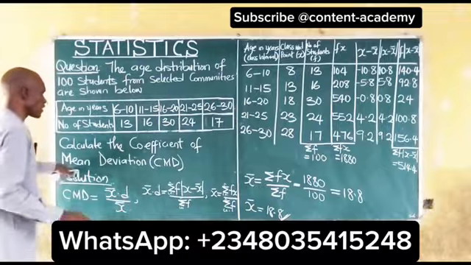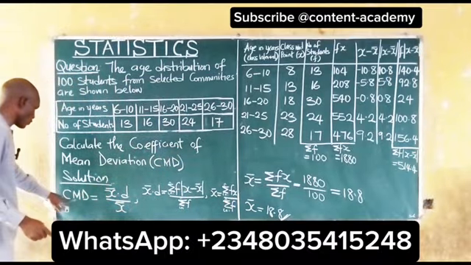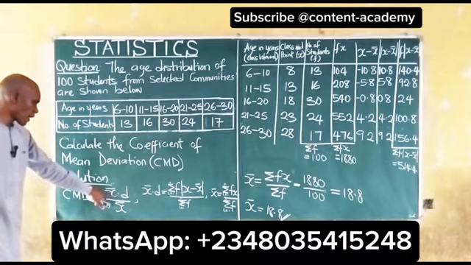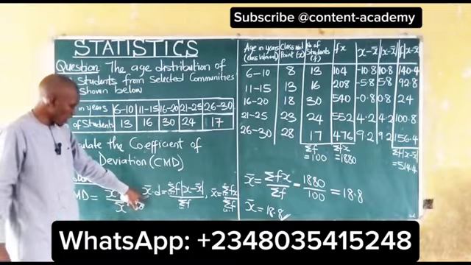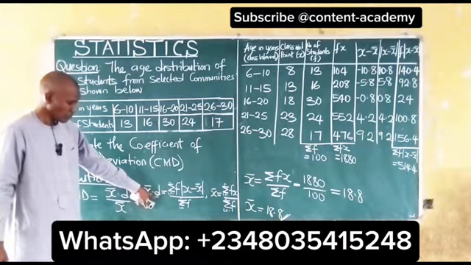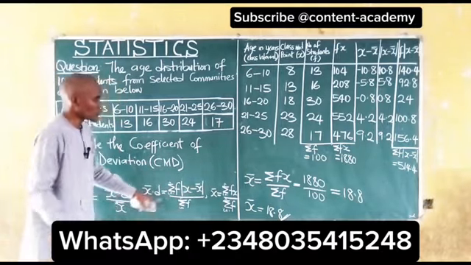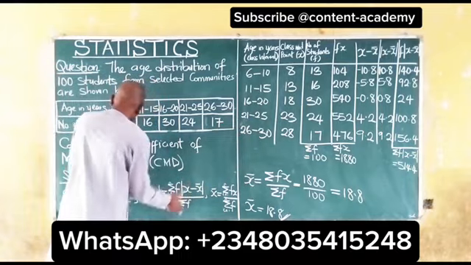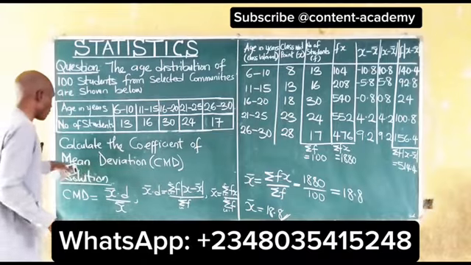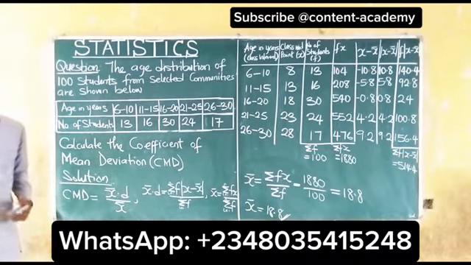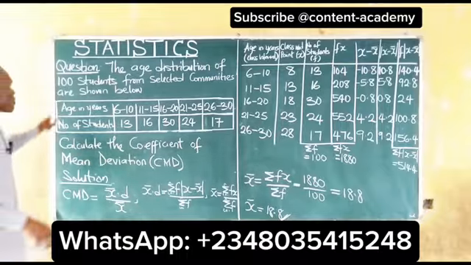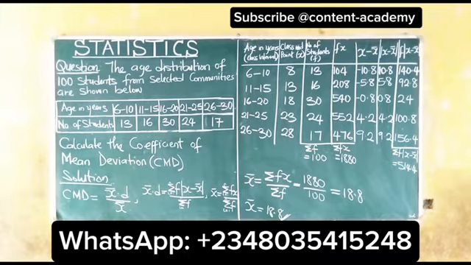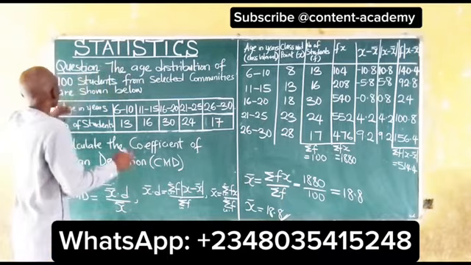Now, we are asked to find the coefficient of mean deviation. That means coefficient of mean deviation, which is x bar multiplied by d divided by x bar. First, we calculate for x bar multiplied by the deviation, and we have it as this. So since we have the total of this, we have to calculate this before we can now find our coefficient of mean deviation. So we move over to this side of the board to do that.